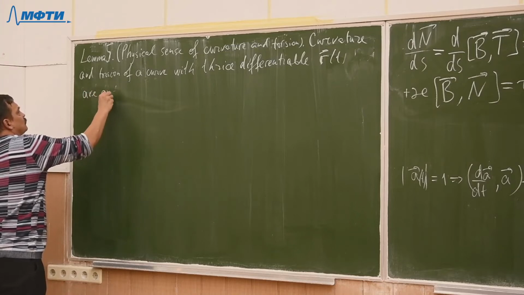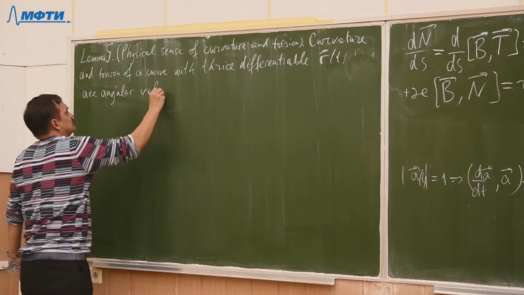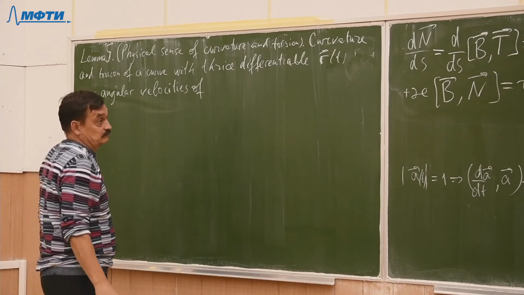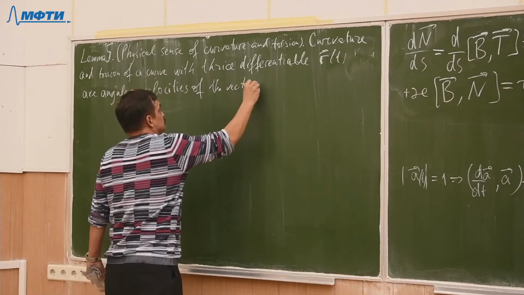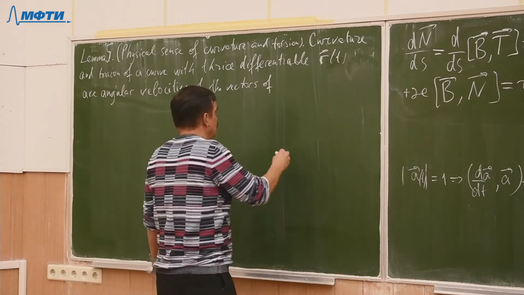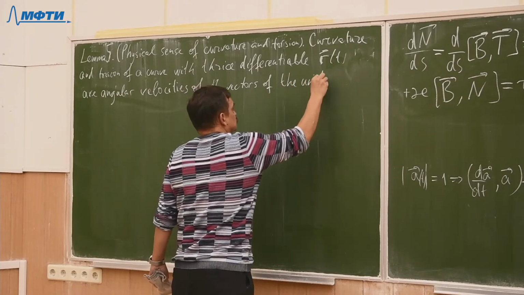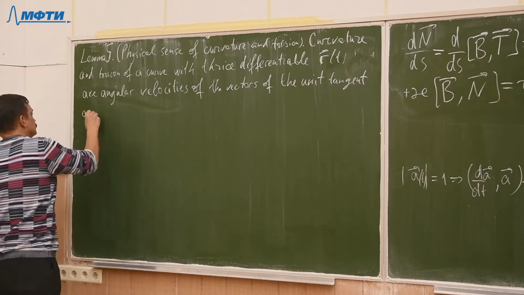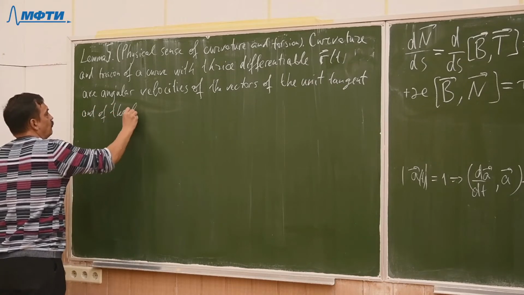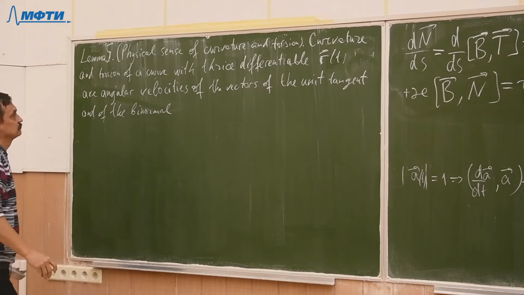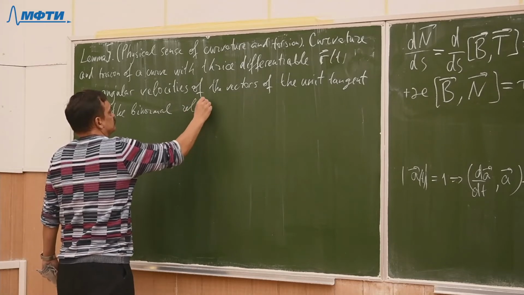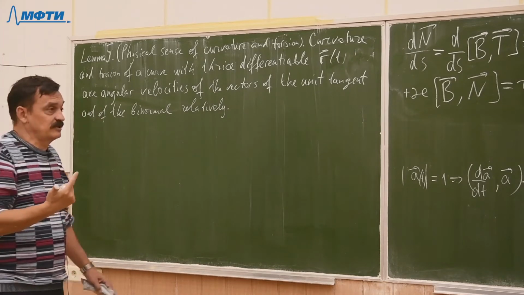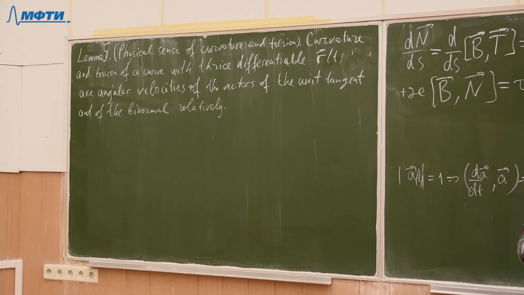Are the angular velocities of the vectors of the unit tangent and of the binormal, respectively. So you see, curvature is the angular velocity of the unit tangent, and torsion is the angular velocity of the binormal.